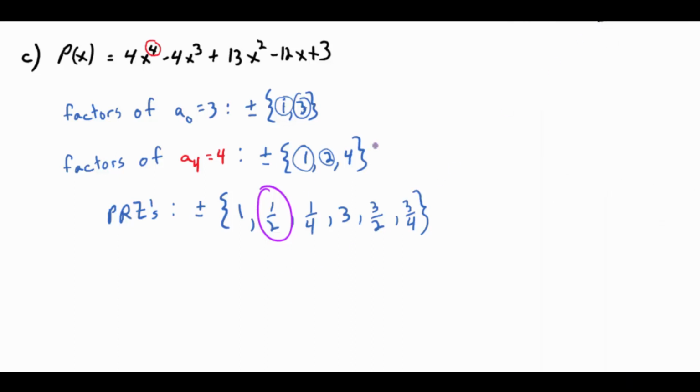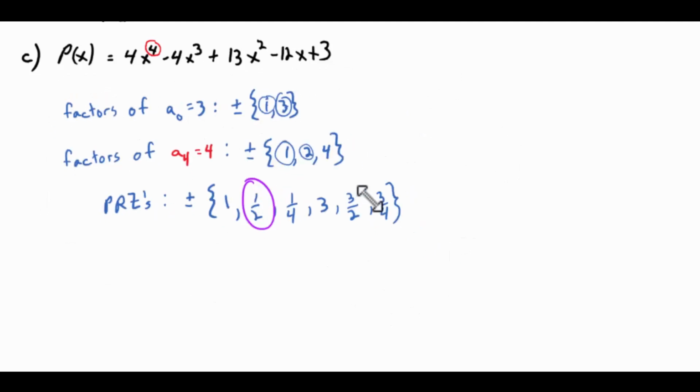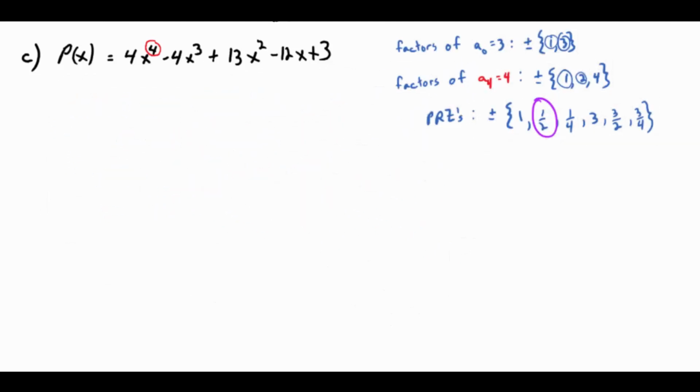So here we go. Let me shrink this stuff down. Get it out of the way. Okay, so 1/2 up in the corner. I think if you scan p of x, it goes down in descending powers of x each term, and I don't think there's anything missing. So 1/2 in the corner. What goes across? 4, -4, 13, -12, 3.